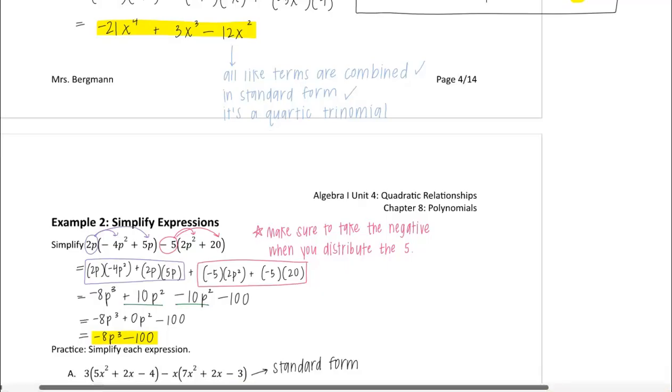This is in standard form because it's the highest power down to the lowest power. It's a polynomial that's a cubic binomial. It's the power of 3 with 2 terms as your final answer. Now I want you to go ahead and try the practice problems below.